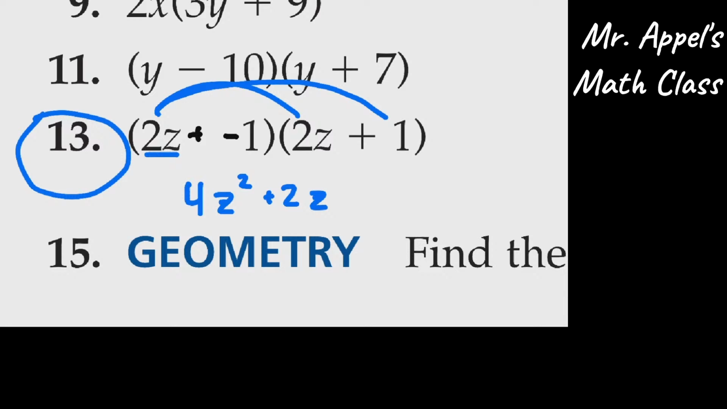I have the power of switching colors, so I'm going to make use of that here. Take the negative 1 times the 2z, we get negative 2z. Yes, I'm going to write that down for clarification. And then finally, negative 1 times positive 1 would just be negative 1. I would never write all of this down myself.